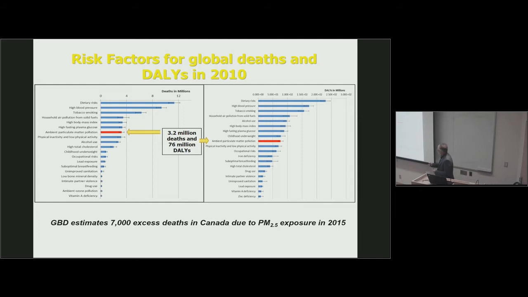GBD now estimates, in its recent 2015 estimates, that 7,000 excess deaths in Canada are due to fine particulate exposure. One of the problems for us is Health Canada, the organization I work for, estimates that 14,000 excess deaths are due to PM2.5 exposure. So we wanted to try to understand why these kinds of differences were occurring, and the suggestion that maybe only relying on the global burden of disease estimates for a particular region, location, or country may not give us the full picture of the public health impact.